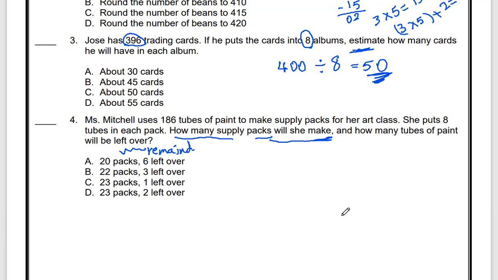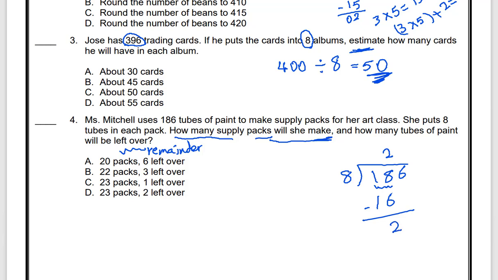And we have remainder when we do the division algorithm. So let's do it and see how to do it. 186 divided by 8. Search in the timetable of 8 for 18. I know that 2 times 8 equals 16, so I will use 2 up and 16 down. If I subtract, the remainder will be 2.